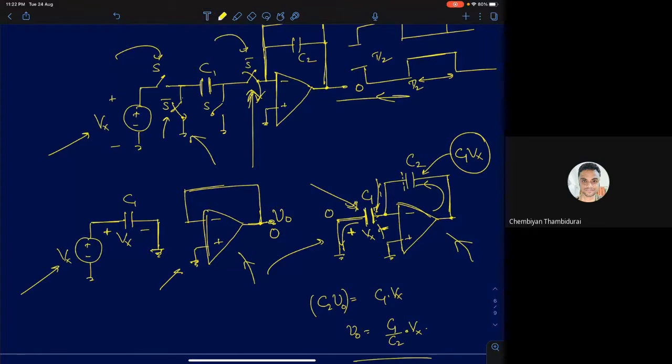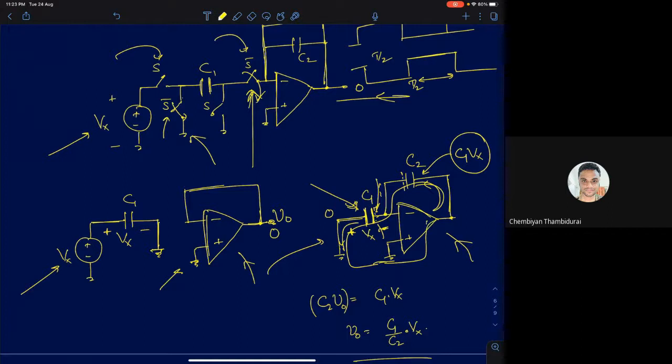Okay, you can look at the current direction. It will look like this. You need to have a return path. So the ground of the op amp will serve as the return path. The op amp will have its own ground, so that will serve as the return path. So this will be the total path for the current.